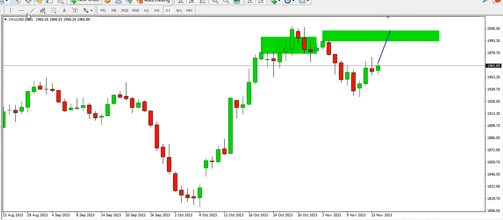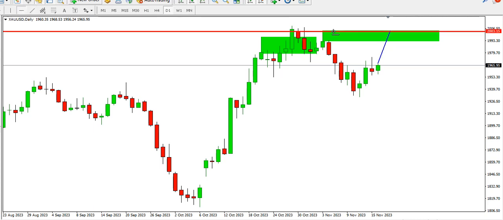I'm talking about this liquidity zone, the 2003 area. Price might clear that area, then price might drop for price to form another low, and then price might continue to go up. So that's that for the daily time frame.